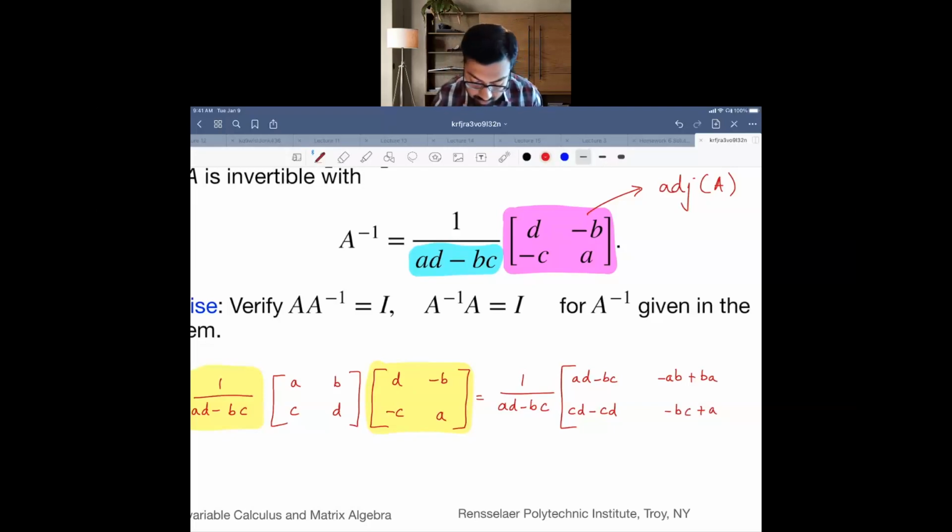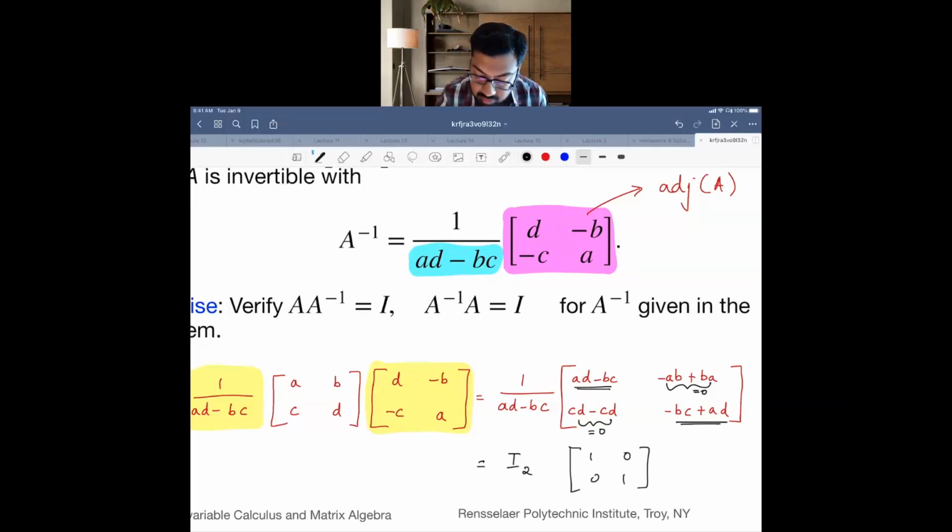Minus BC plus AD. And you can see that this goes to 0. This goes to 0. And both these values here and here, when I divide this by AD minus BC, each of those elements will cancel out, giving you an identity matrix of size 2, right? So this will be 1, 0, 0, 1. So this sort of verifies this. And similarly, you can verify A inverse times A as well.